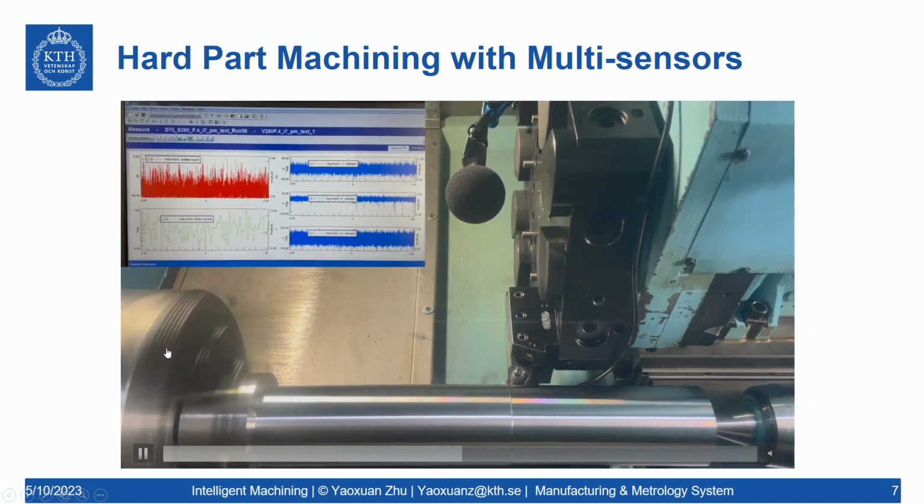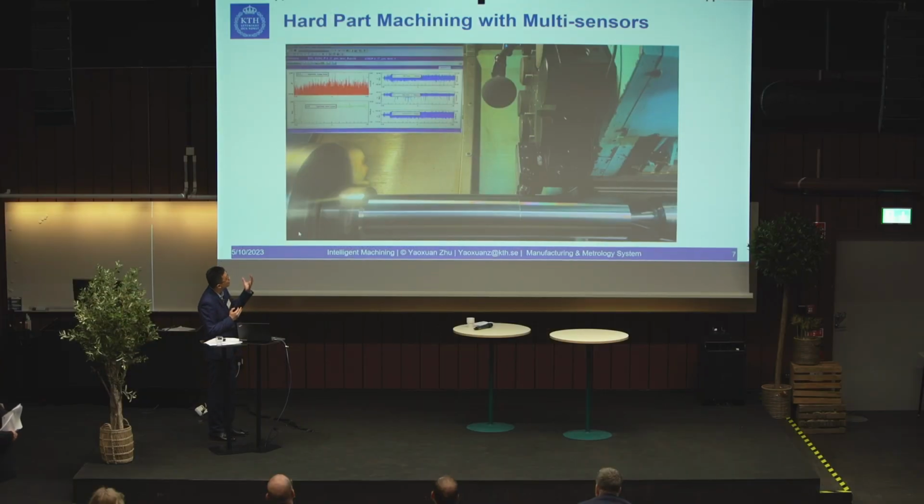During this kind of cutting or machining process, there is a black wire which connects the piezoelectric accelerometers, which can capture and record the vibration signals, represented by the blue line in the sub-signal windows, in 3 axes. And the microphone, mounted on the top turret, can capture and record the sound during the machining process, which is represented by the red line here.